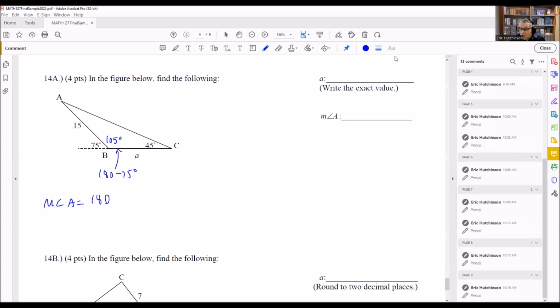Now, again, it's not the same meaning as 180 here. This 180 means that the sum of all the angles adds up to a straight line here. A straight line has an angle of 180. This time 180 represents the sum of all the angles inside a triangle.